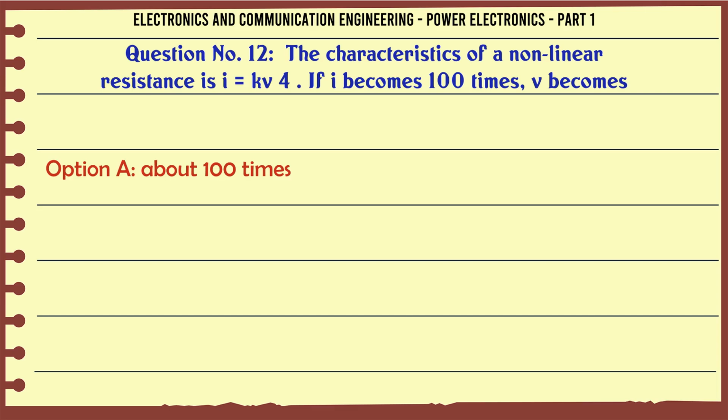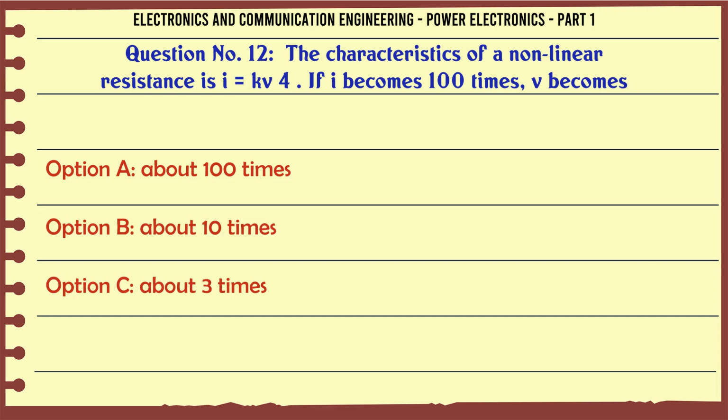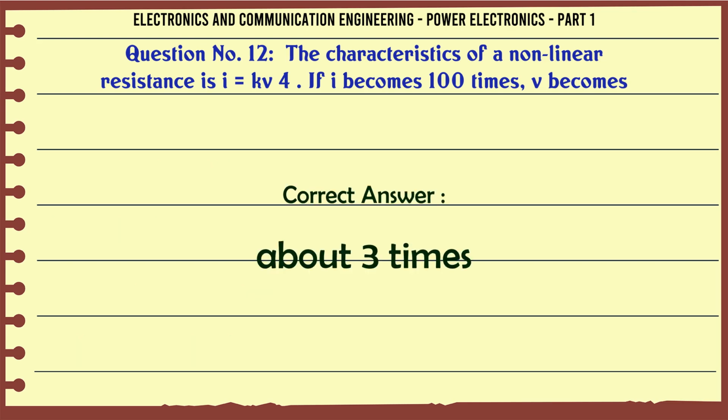The characteristic of a nonlinear resistance is I = KV^4. If I becomes 100 times, V becomes A. About 100 times, B. About 10 times, C. About 3 times, D. About twice. The correct answer is about 3 times.